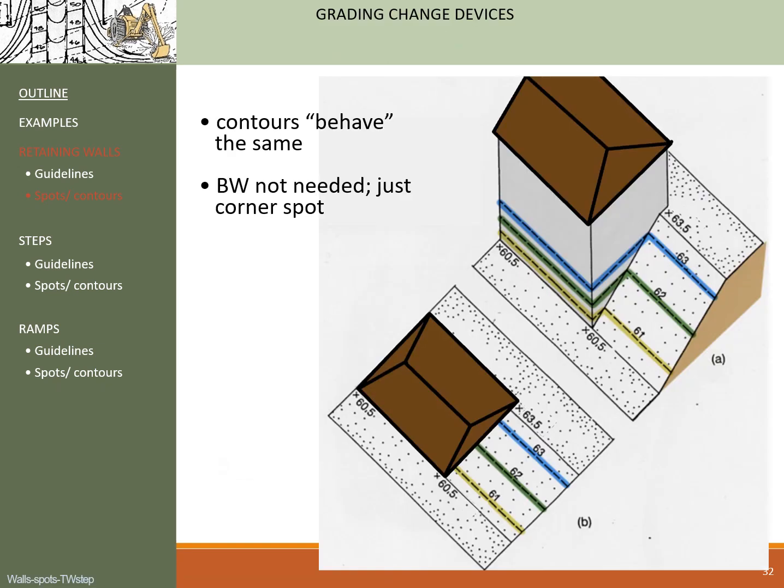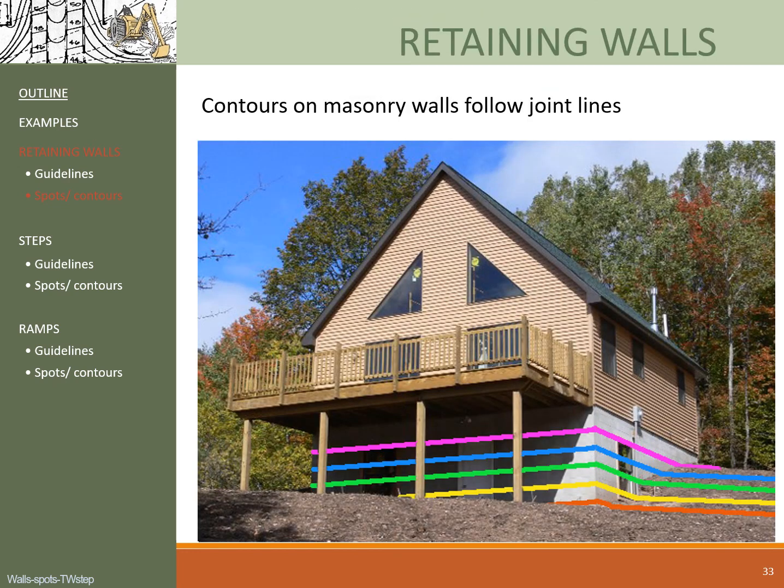In terms of contours for these building walls, they behave the same as the straight and angled walls from previous slides. And in terms of spots, they should still be expressed as corner spots instead of being labeled as BW. Okay? Lastly, here is another illustration showing the contours on a real building. So this concludes the first part of Lecture 8, Retaining Walls. We will continue to discuss steps and ramps in the next video.